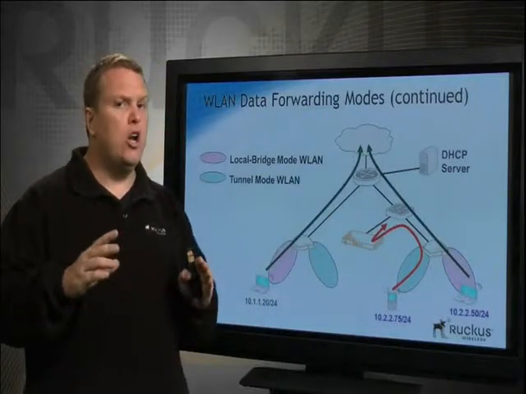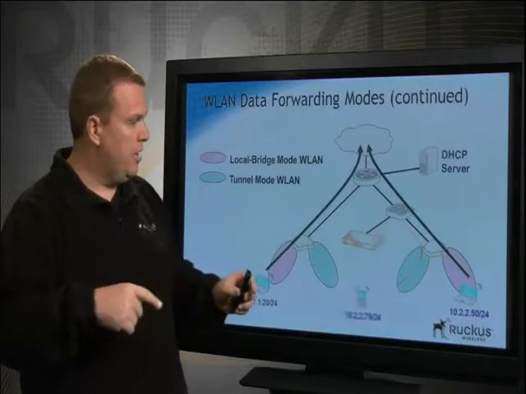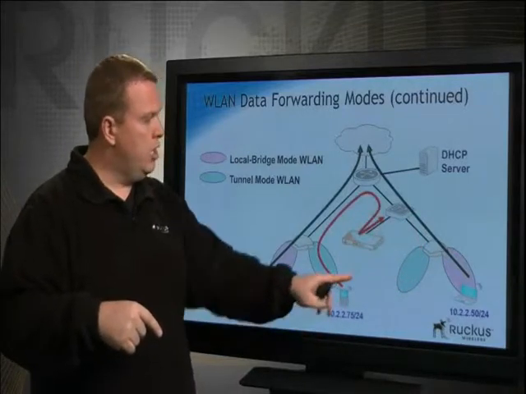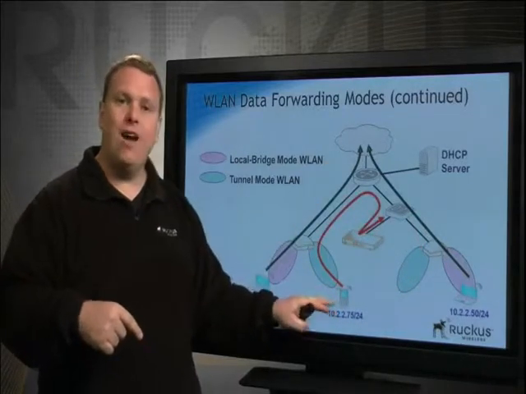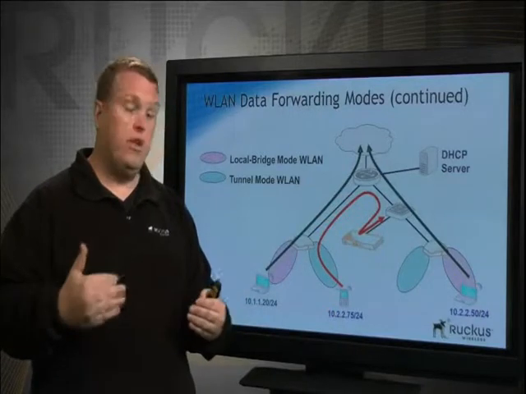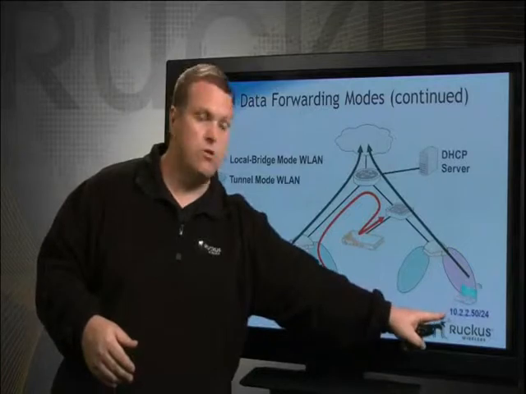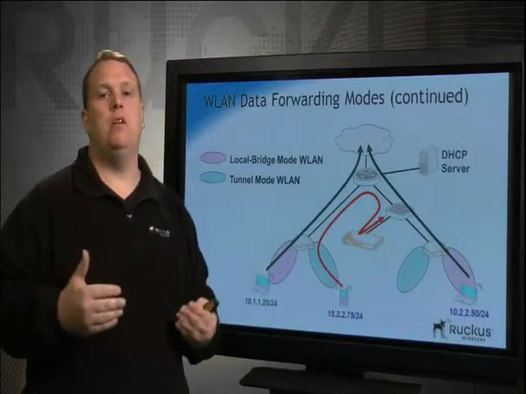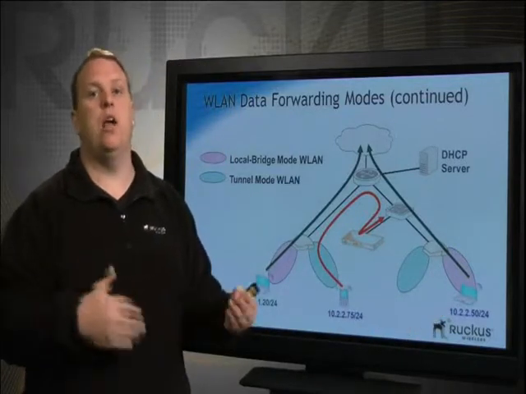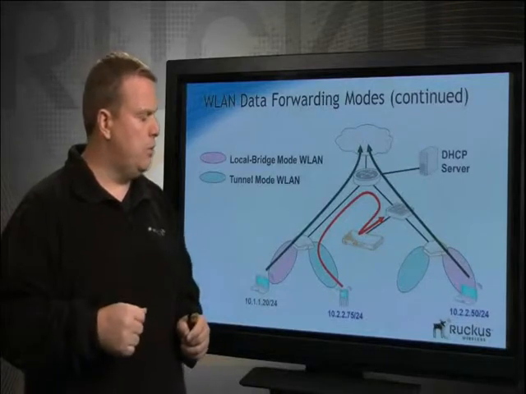So a good way to compare that, and let's look at roaming here real quick, a good way to look at this is when we roam, this device doesn't actually know that it moved. Notice that even though it's on this subnet now, it has an IP address from the other. What that means is you don't have any layer 3 drops as you're roaming from access point to access point.